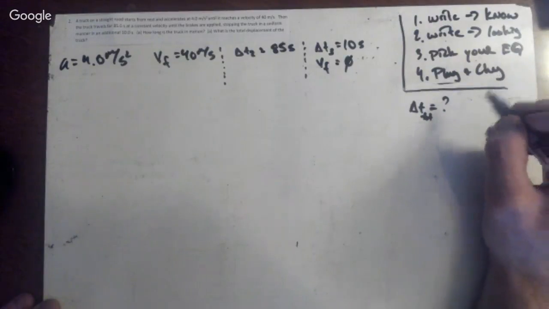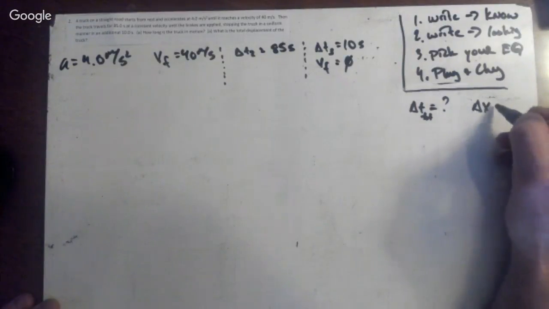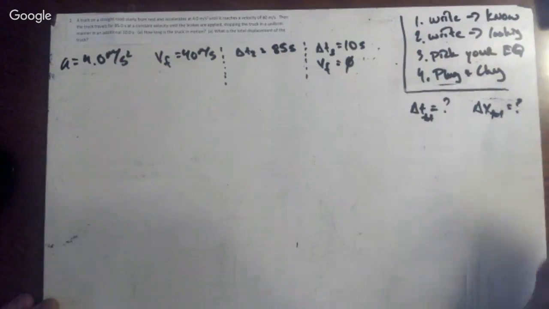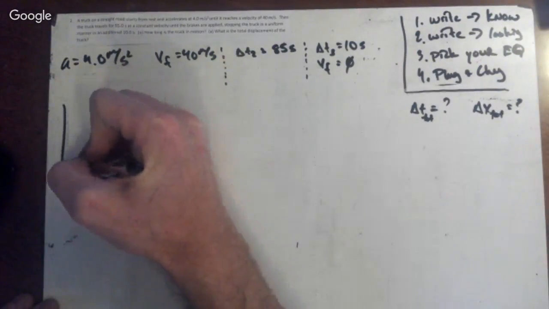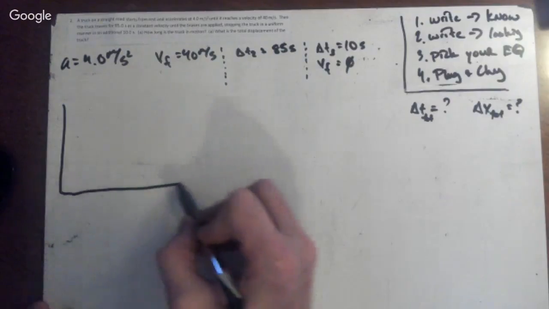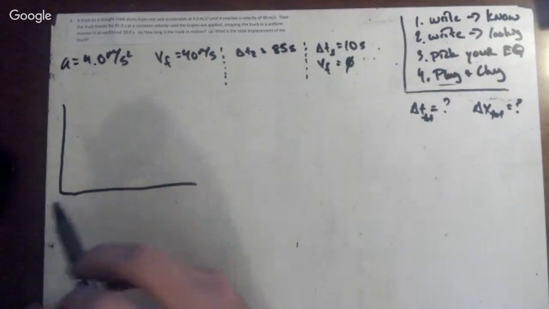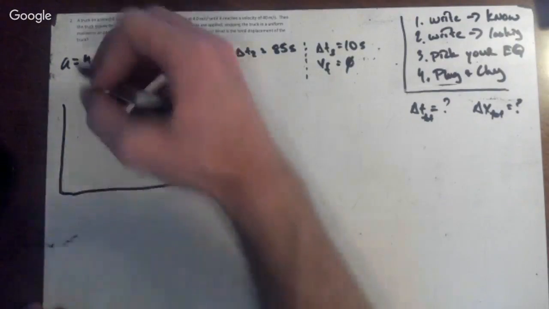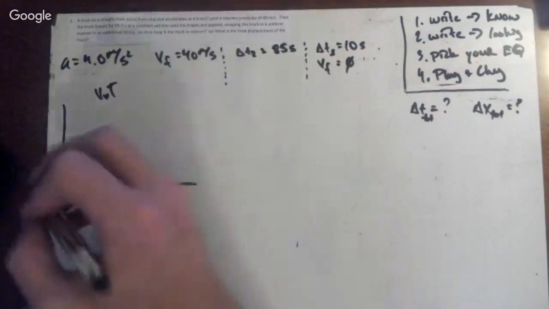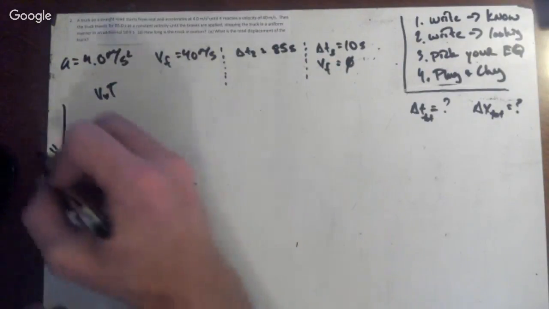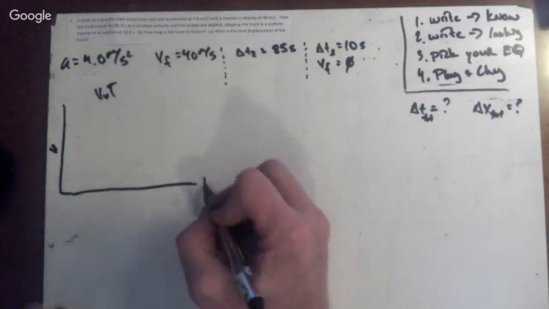And what is the total displacement of the truck? Delta x total. All right. Now this is going to be a perfect candidate for drawing a picture. So we're going to draw a velocity versus time graph with v on one side and t on the other.